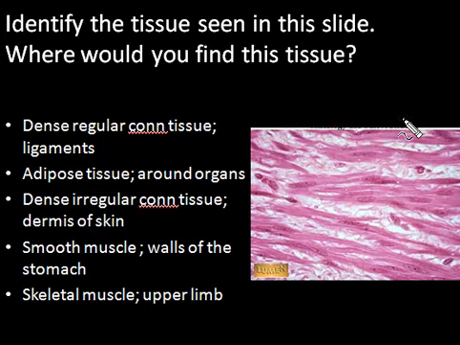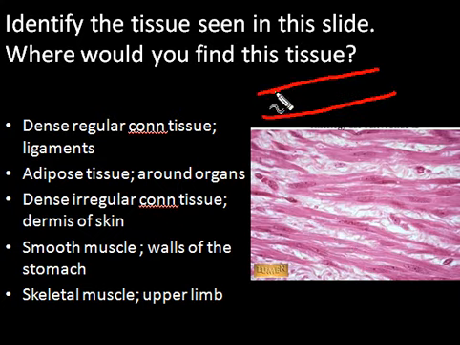Therefore, the only possible answer here is muscle, and it is smooth muscle, because skeletal muscle and cardiac muscle have striations, and in skeletal muscle the nucleus is hypolemmal. That means it is present below the sarcolemma, and plus it's multinucleated. So one cell has many nuclei, whereas here you can see one cell has just one nucleus, and also this spindle shaped cell that you see here.